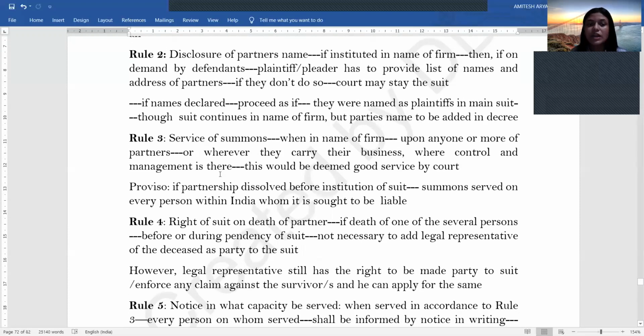Now, what happens if there is a right of suit on the death of a partner? If there is death of one of several persons before or during the pendency, it is not necessary to add the legal representative. However, it does not affect the right of the legal representative to be added as a party to a suit or influence any claim against the surviving partners, etc.